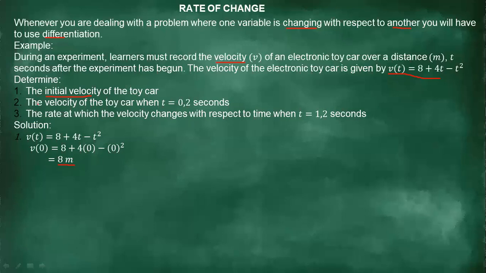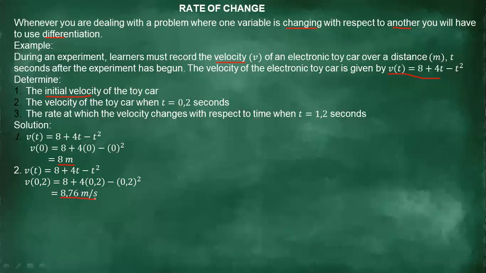Number 2, the velocity of the toy car at t equals 0.2 seconds. That is the velocity of the car. Let's calculate for that. Where you see t, you just substitute with 0.2 seconds. Then the answer is going to give 8.76 meters per second.